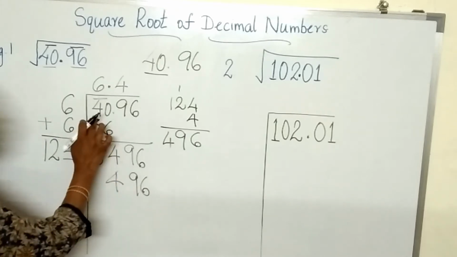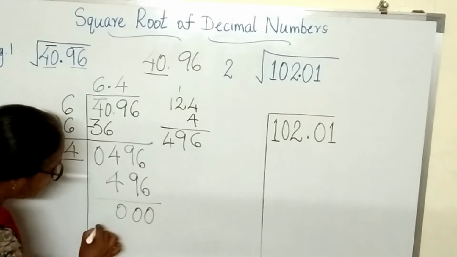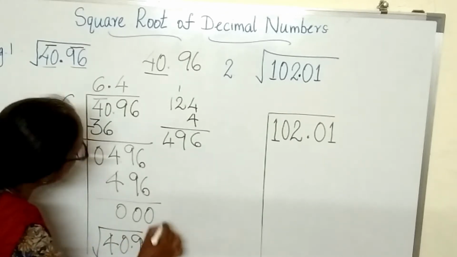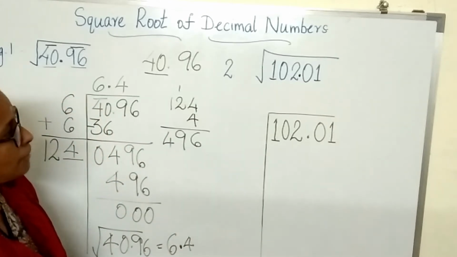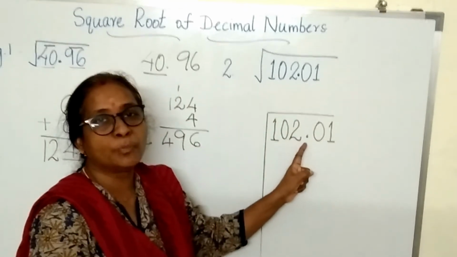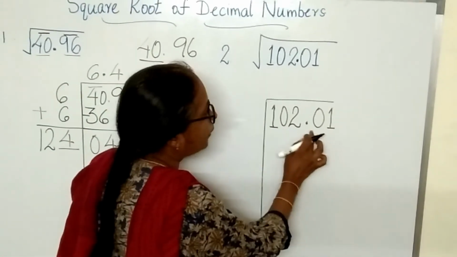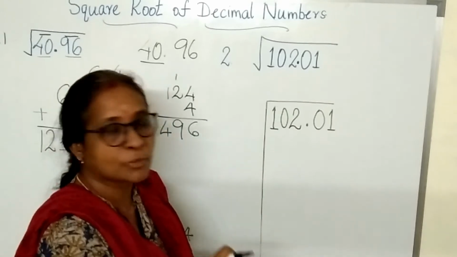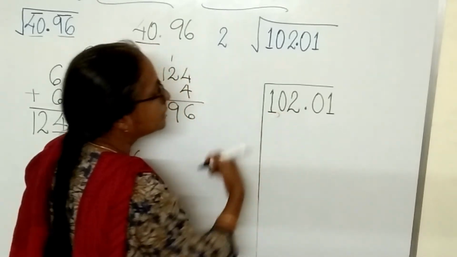So what is the square root of 40.96? The square root of 40.96 is equal to 6.4. Okay. Now let us see one more example. It is 102.01. Now you see, after the decimal point, that is the decimal part, is already 2 digits. But here there are 3 digits before it. So what will we do? Starting from here, make the groups 1, 2 and this.